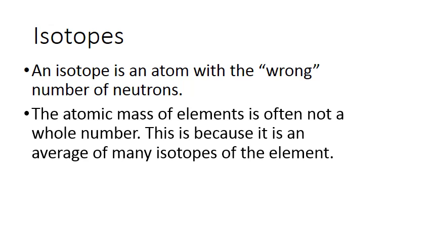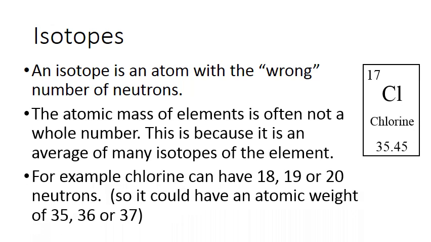The atomic mass of an element is not always a whole number. If you look on the periodic table, you'll notice that the atomic mass is often a decimal. This is because it's an average of many isotopes of the element. If we take a look at the box with chlorine in it, the atomic mass says 35.45. The reason is that chlorine can have either 18, 19, or 20 neutrons, which means it would have an atomic mass of either 35, 36, or 37.